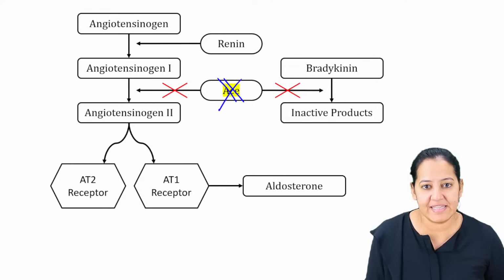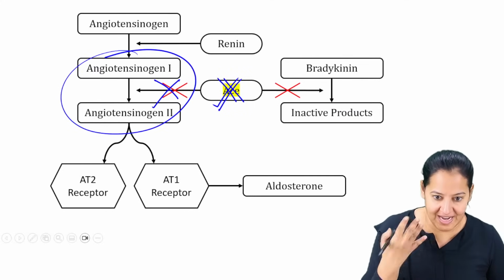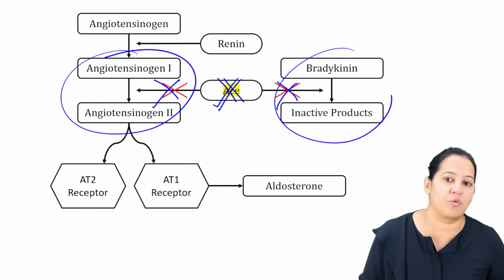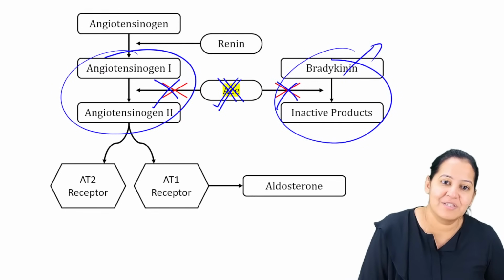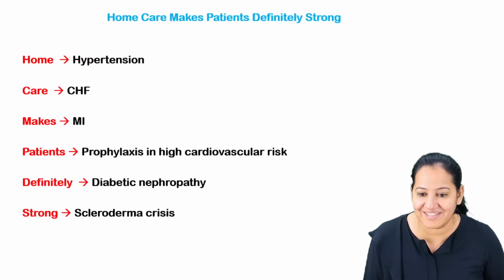So we are giving ACE inhibitor. So this is also blocked. We want this conversion to be blocked so that our BP can be maintained. But this conversion is also blocked. We do not want it, but it will lead to side effect. So this is the mechanism of action, and this is the side effect. How many of you got it?